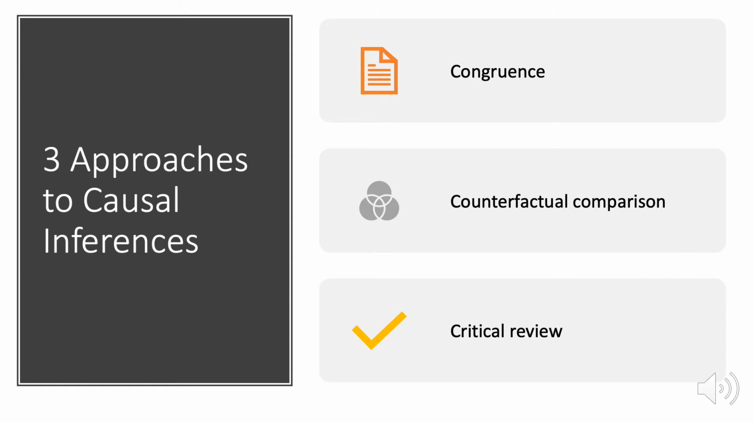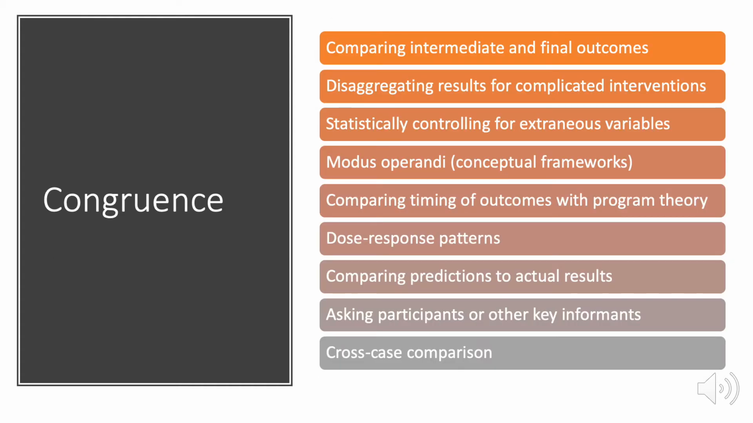There are three basic approaches to addressing causal inference. They are congruence, counterfactual comparison, and critical review. So congruence is the one that the book places the most emphasis on. It gives you the most amount of ways to evaluate for congruence, and a lot of the bulk of the chapter focuses on this area.